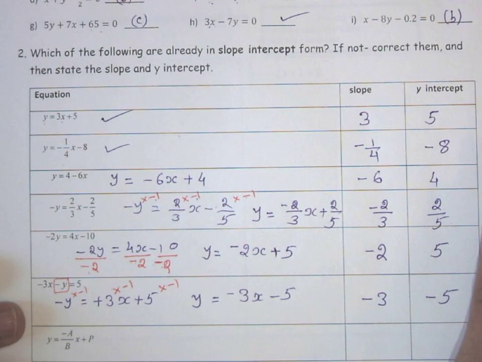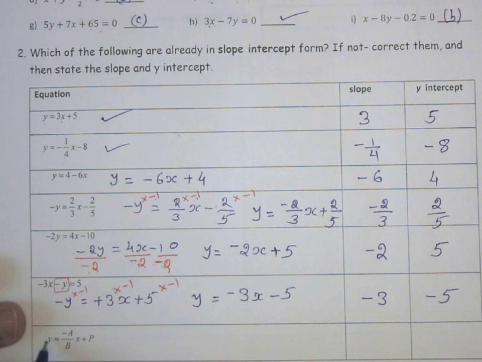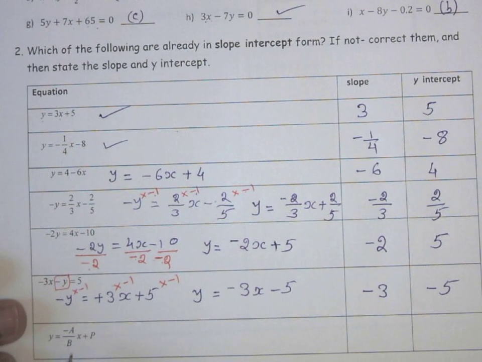Okay, let's do the last question here. This is y equal to negative a over b x plus p. There are no numbers here; the numbers are replaced with variables. y equals, and the coefficient of x in this case is negative a over b. And what is the value of c here? B here is p, right? So it looks good, right?